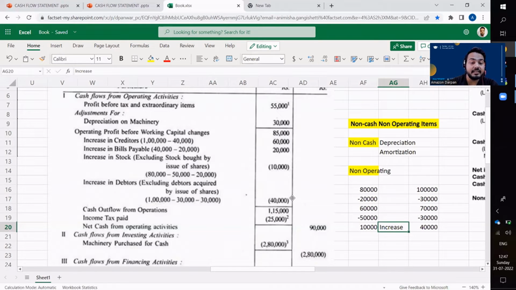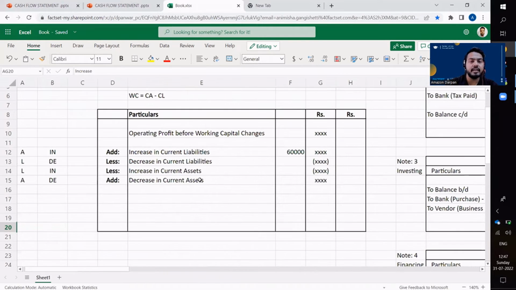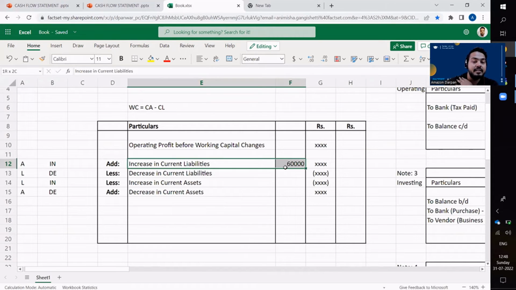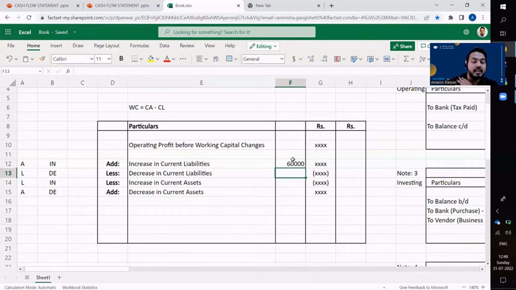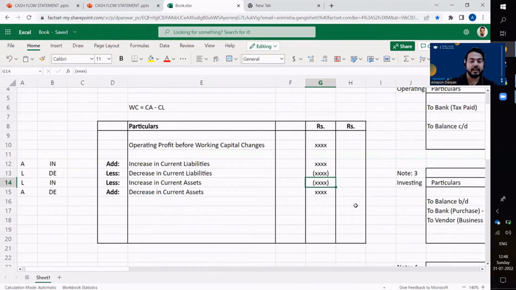Okay, so 70,000 minus 30,000 equals 40,000, and we can see the same figure over here. And why is it in minus? Because debtors are current assets, and whenever there is an increase in current assets, we have to make sure that it is deducted. So this table is something you can take a screenshot of. You can actually note it down. It will always help you. We saw that there was an increase in current liabilities. We added them. There was no decrease in current liabilities. And then we saw there was an increase in current assets. So we have to deduct that part as well. So these are the few things you have to take care of.